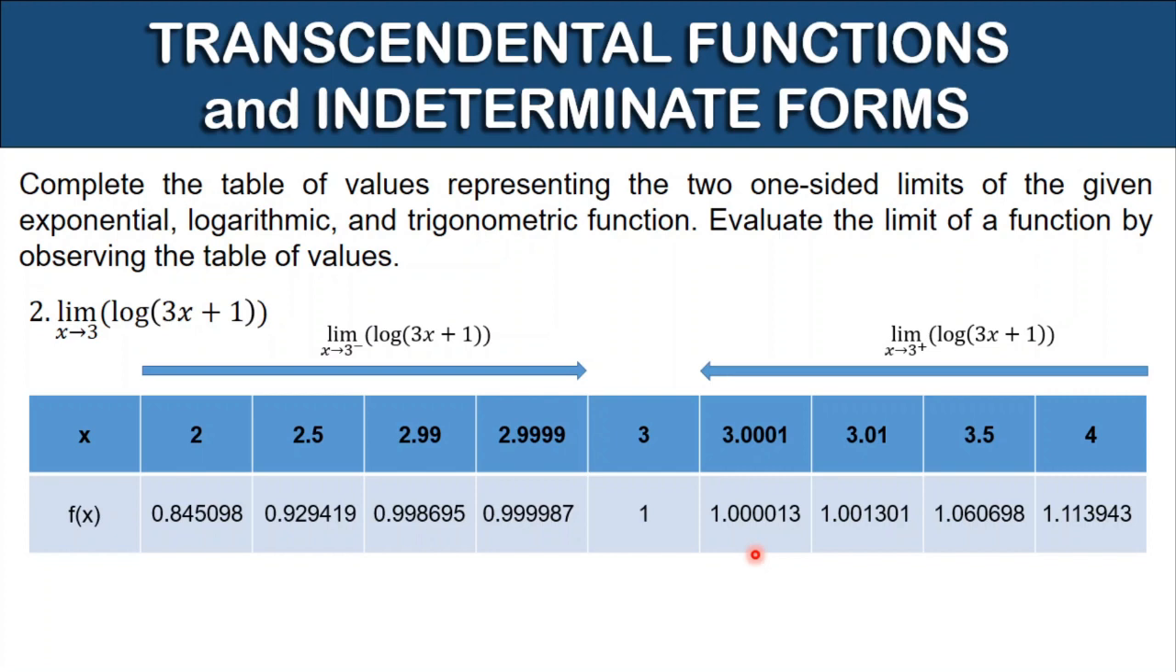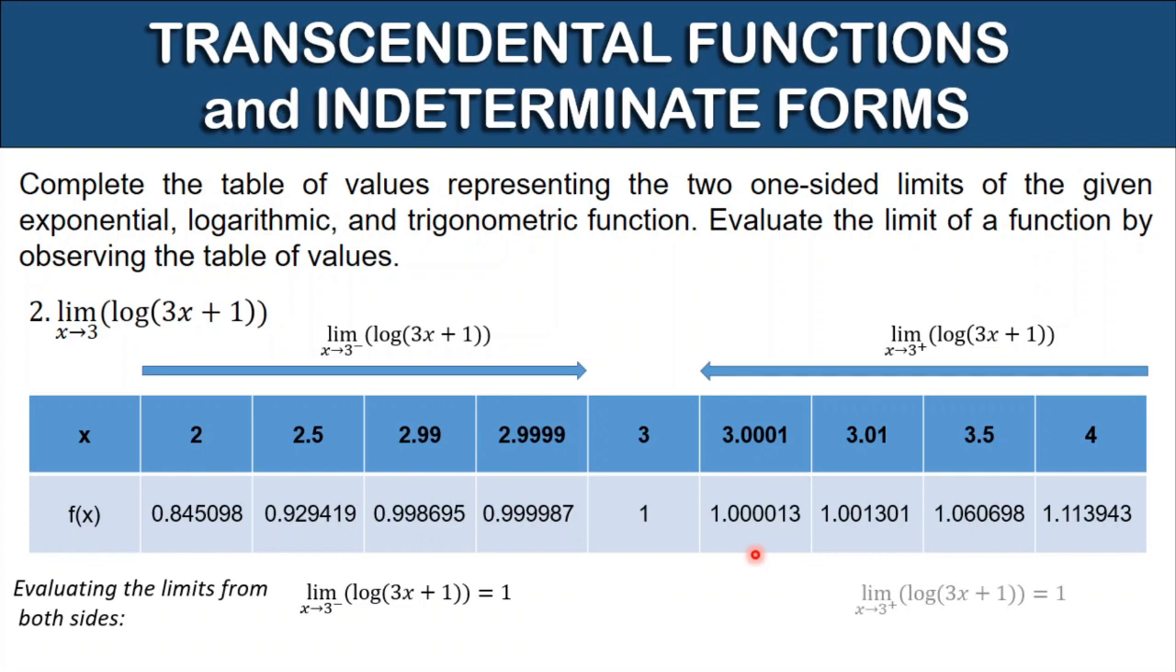And from here, we can evaluate the two one-sided limits. So by evaluating the limits from both sides, the limit of the logarithm of 3x plus 1 as x approaches 3 from the left is 1. And the limit of the logarithm of 3x plus 1 as x approaches 3 from the right is equal to 1. Therefore, our limit exists at 1.